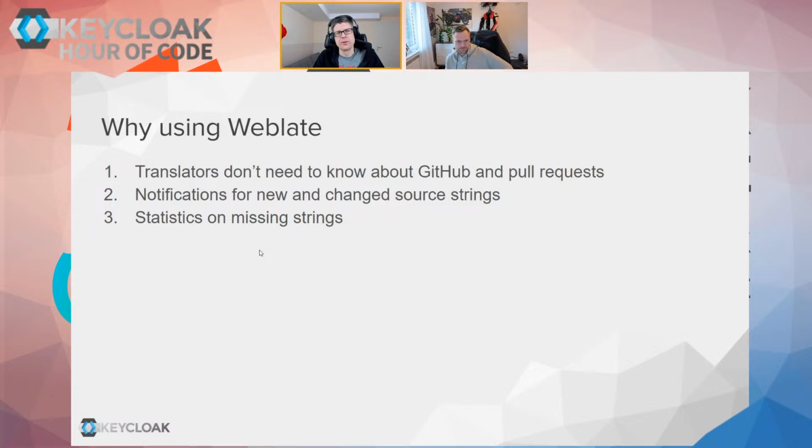The primary reason for choosing Weblate was that translators don't need to know how to use GitHub and how to do pull requests, because that's, I would say, a technical difficulty, something that we could get away with. So we could remove it from the process, and this is what we did with Weblate. We will also see that you get notifications for new and changed source strings in Weblate when you're a translator. And we also see lots of nice statistics on missing strings, on how complete the translation is.